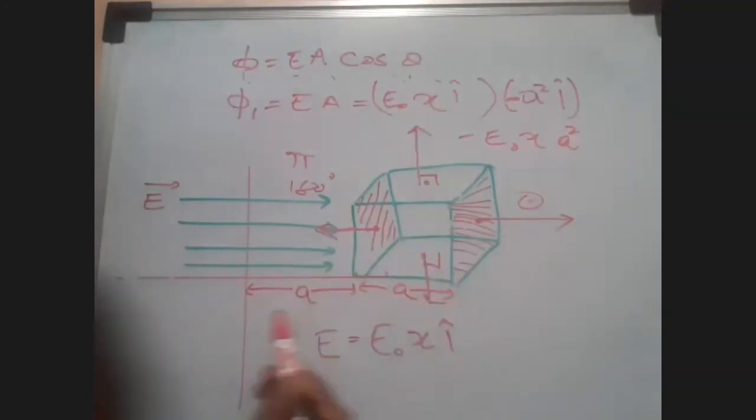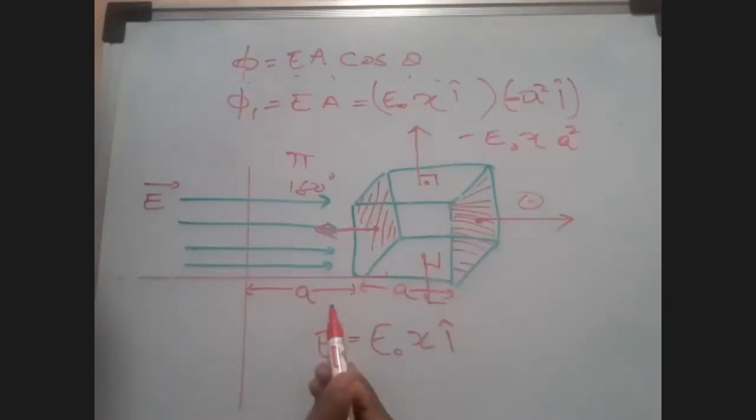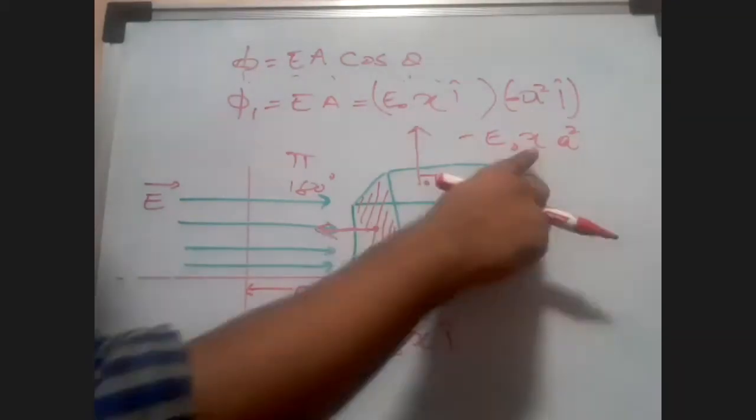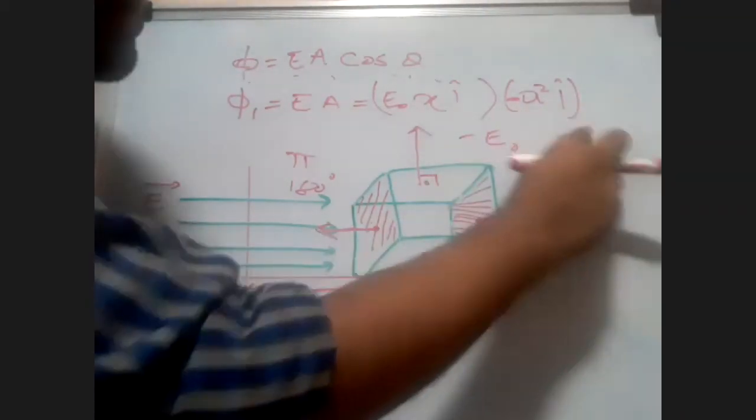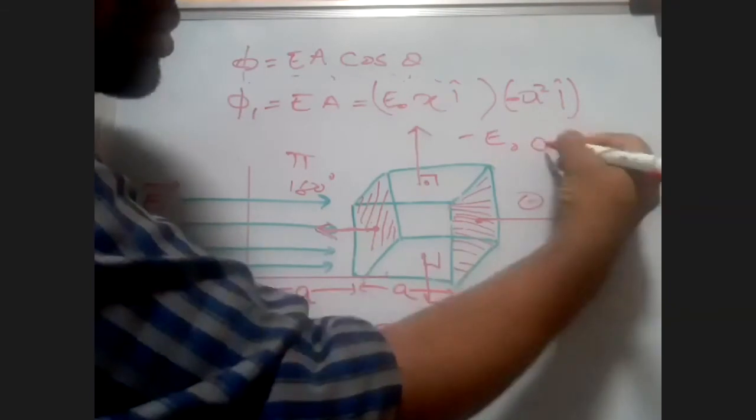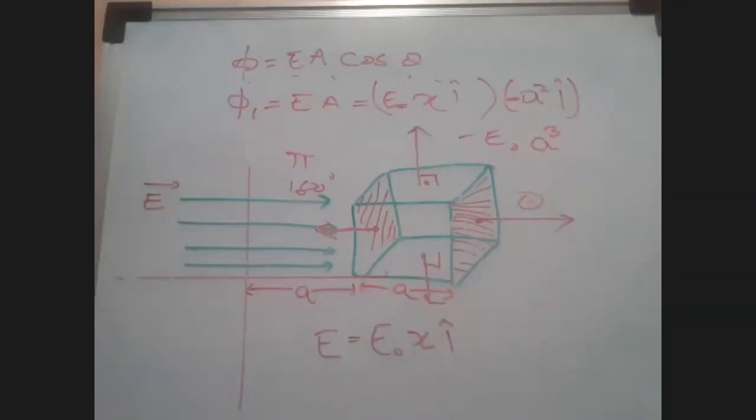This surface is at what distance? Over here, I marked here. It's clear, can be seen in the video also. It's A, no? Yes, it's A. So we'll put A over there. So instead of X, I'll put A. What will it become? A cube. Minus E naught A cube. Great. Good. So people are getting it.